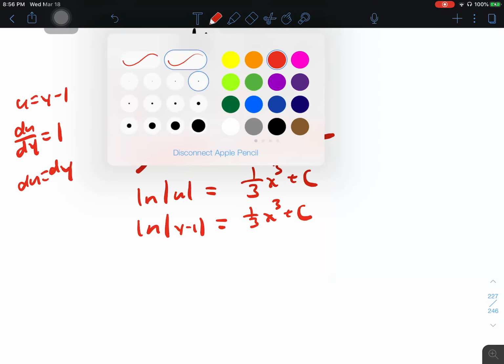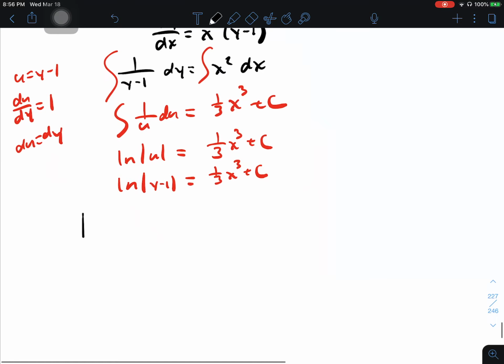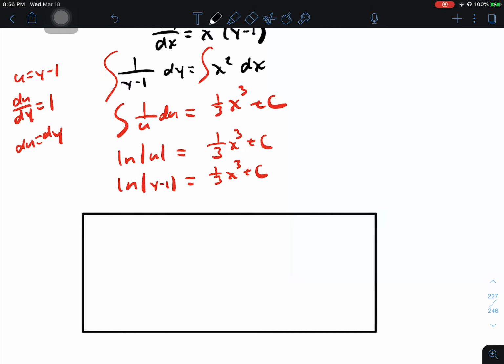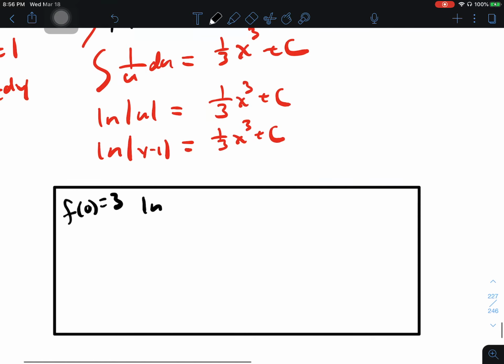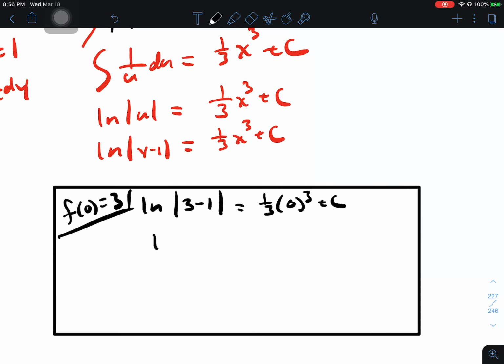Then we use the initial condition. We had the initial condition up here, f of 0 equals 3. So if we put 3 in for y, we're going to get natural log of the absolute value of 2 equals c. So c is natural log of 2.